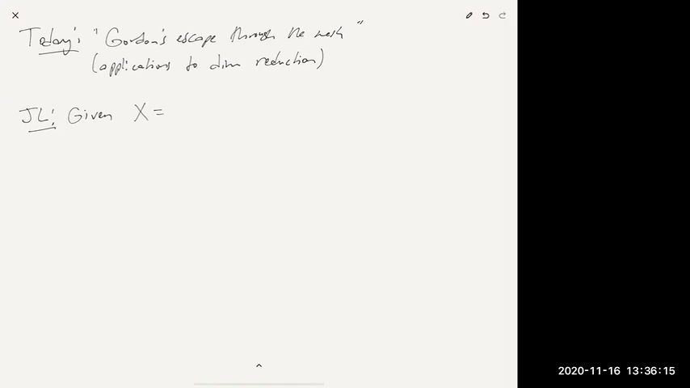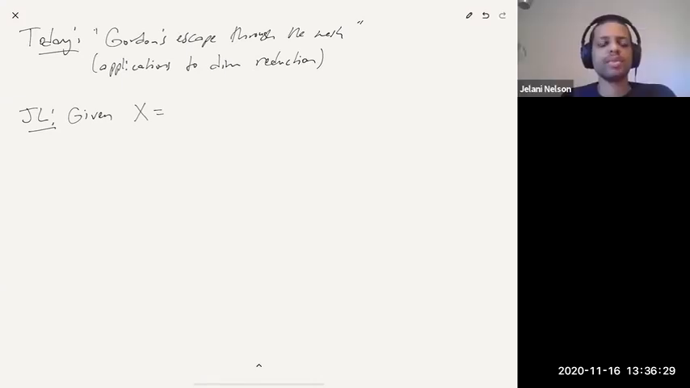Okay, great. So just to go back, today we're going to talk about something known as Gordon's escape through the mesh theorem and applications of it to dimensionality reduction, like JL. There are three places where we've seen Euclidean dimensionality reduction so far in the course. One is the JL lemma.